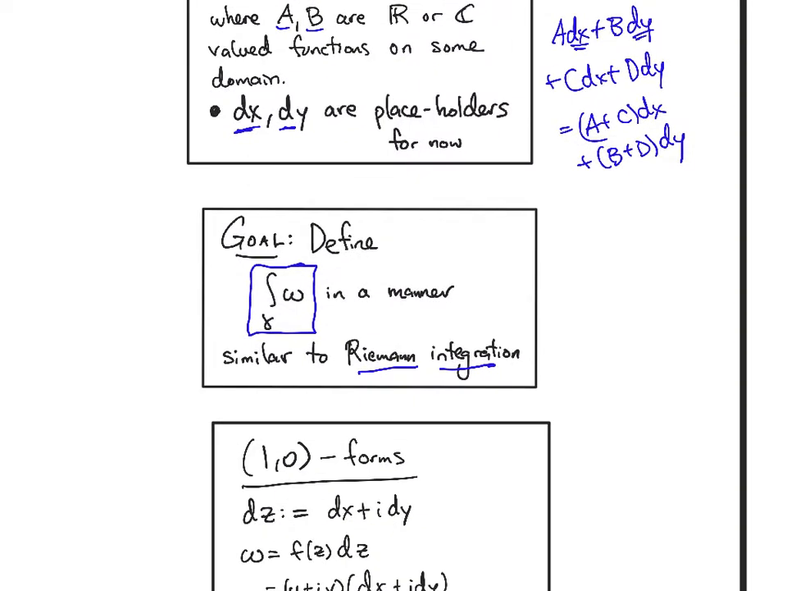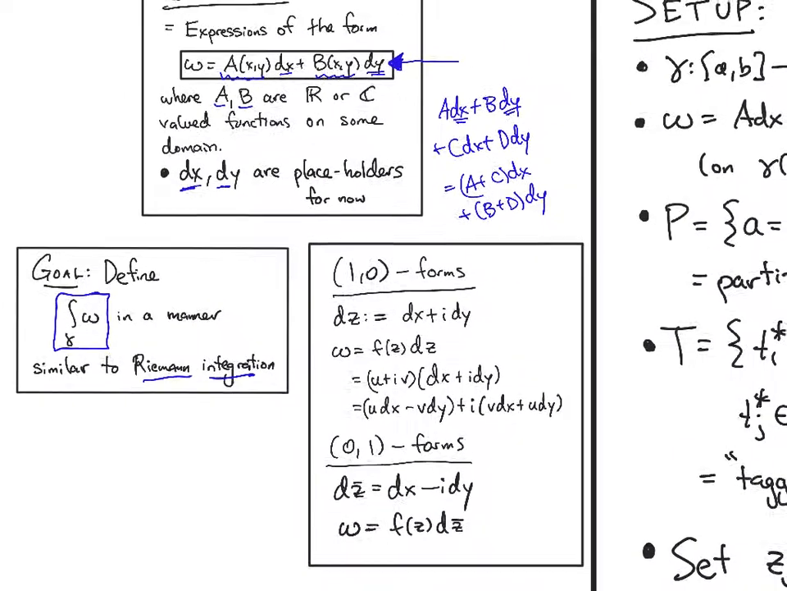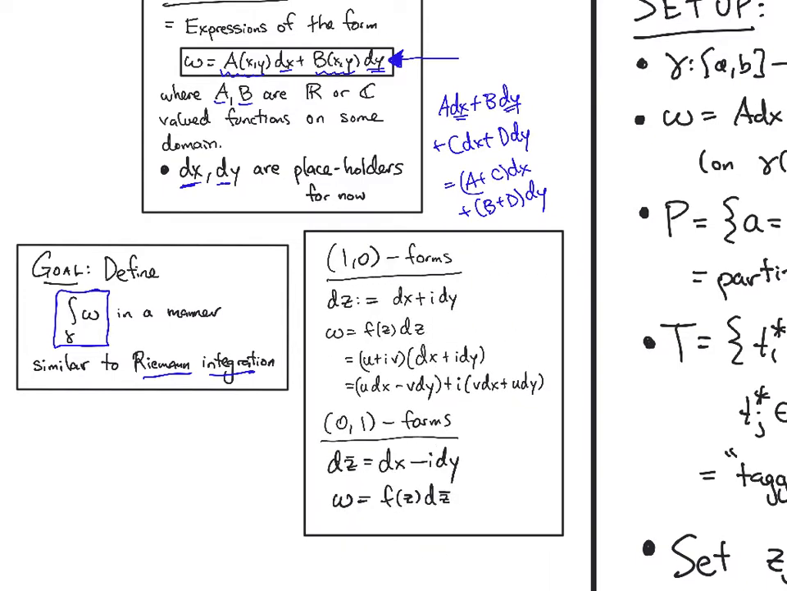I do want to introduce the one forms that we will most often be integrating in this course, because it's a complex analysis course. So the one form dz will be defined to be dx plus i dy, and a function times dz, omega of the form f of z times dz, will be called a 1,0 form.